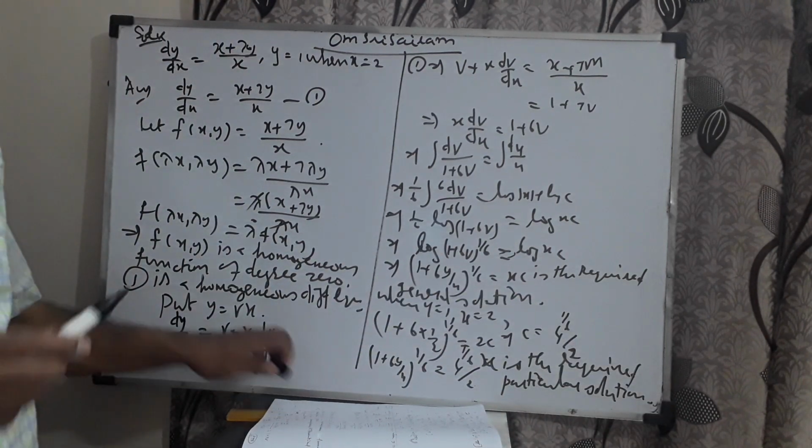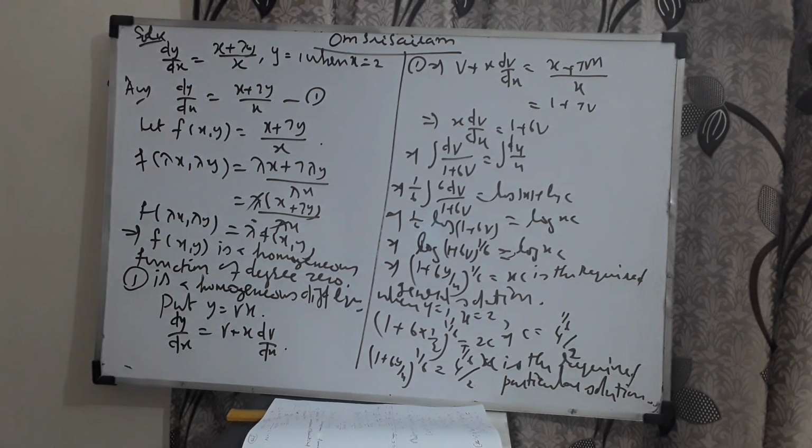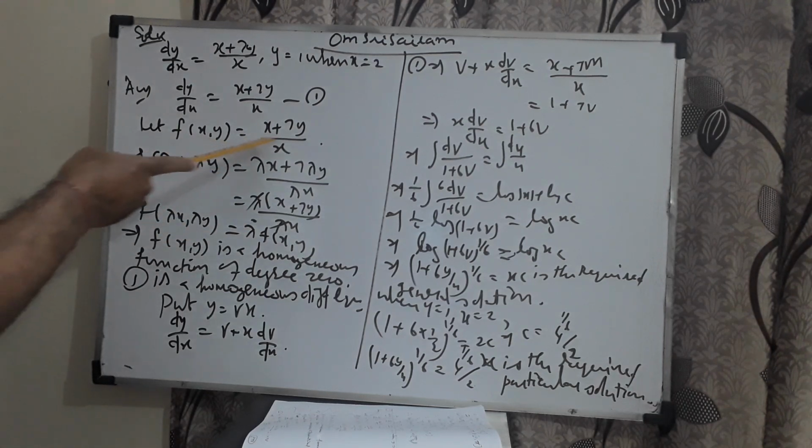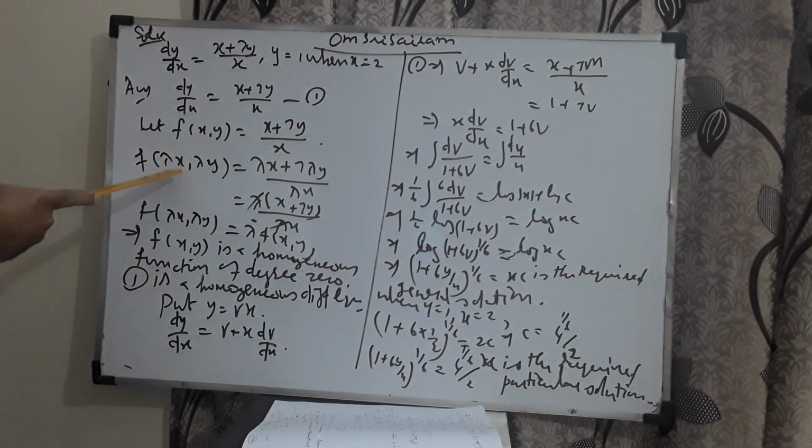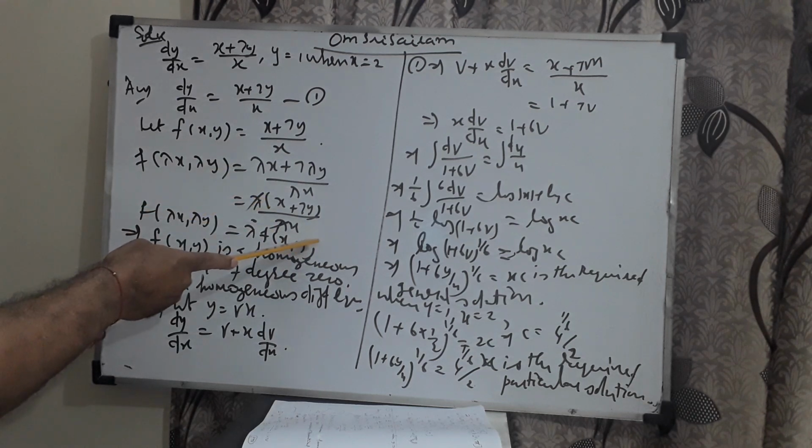I repeat the whole process. Just listen carefully. This is the question given to you. I name it 1. I'll take the right hand side as f of x comma y, equal to this much. I'll replace x by lambda x, y by lambda y. Here lambda gets cancelled.